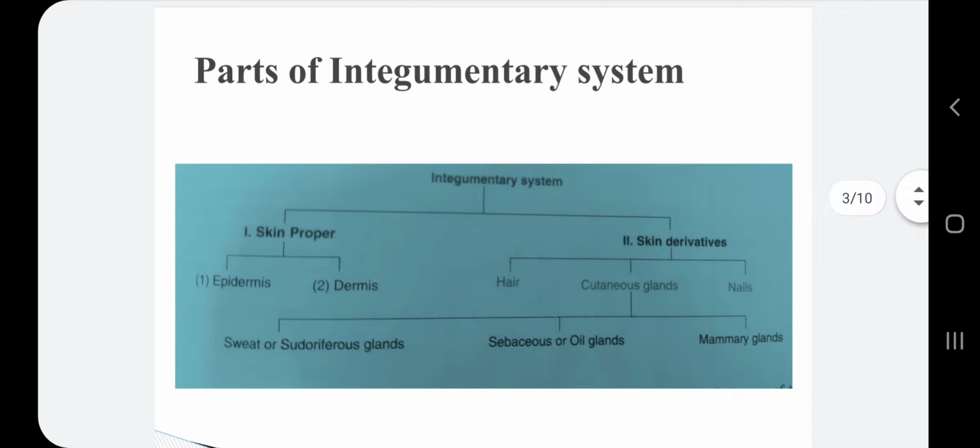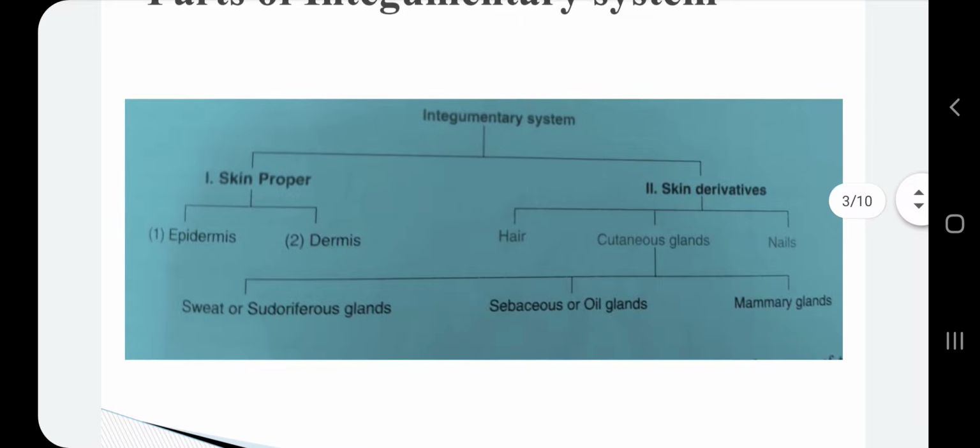This integumentary system of the body has broadly been divided into two categories: skin proper and skin derivatives. Skin proper has two main layers: epidermis, which is outermost, and dermis, which is below it. And skin derivatives are hair, cutaneous glands, and nails. Cutaneous glands means the glands which are present in the skin or have been derived from the skin. These are again of three types: sweat or sudoriferous glands, sebaceous or oil glands, and mammary glands. So now we will discuss all these parts of the skin one by one.